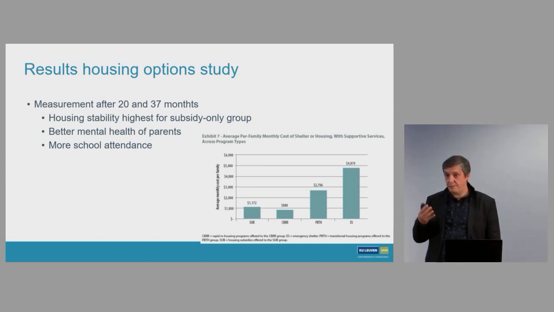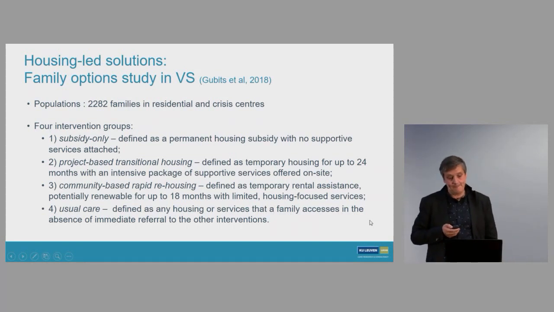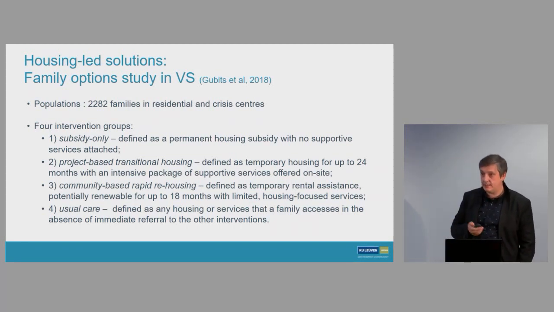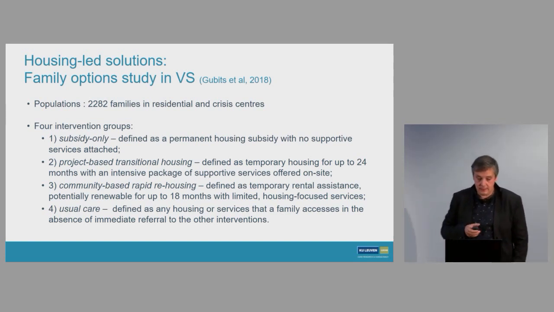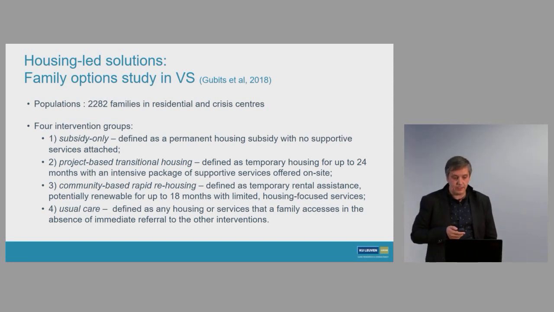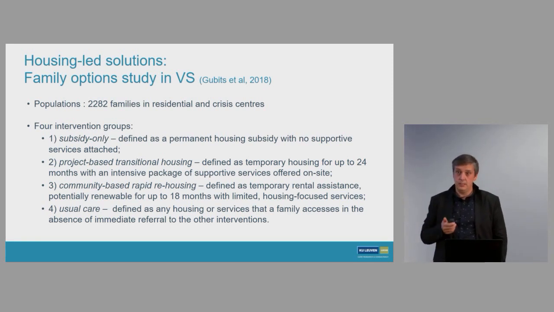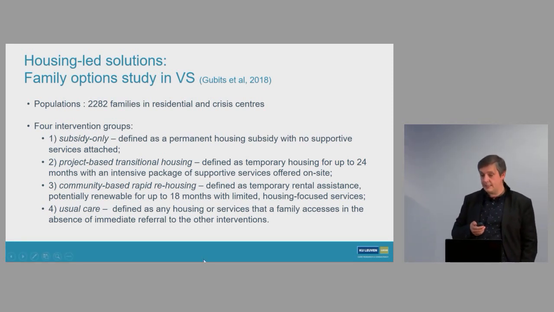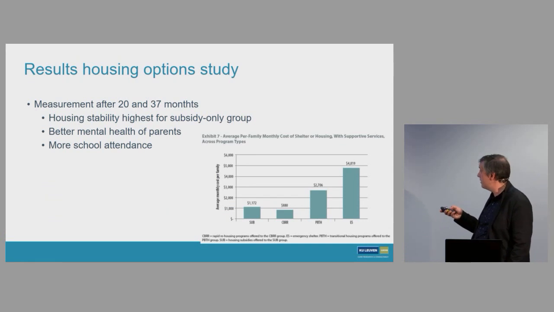The families in the first condition, let's go back to the slide, in the subsidy-only condition, had the best housing stability situation, so they were housed stable as long compared to the other groups. But what is more interesting, the mental health of these parents was much better than in the 3 other conditions. And in addition, the children went more to school than in the other 3 groups.